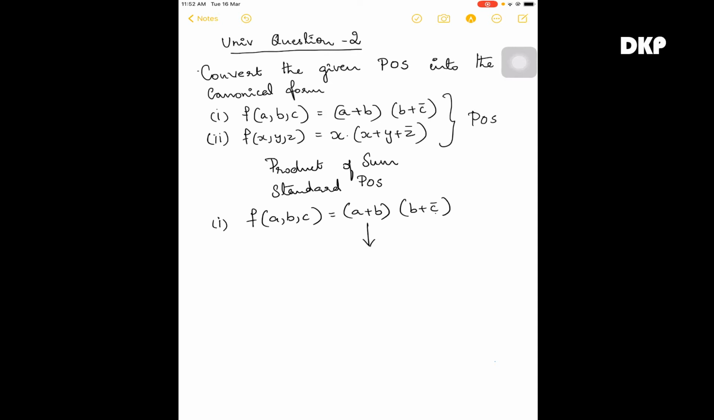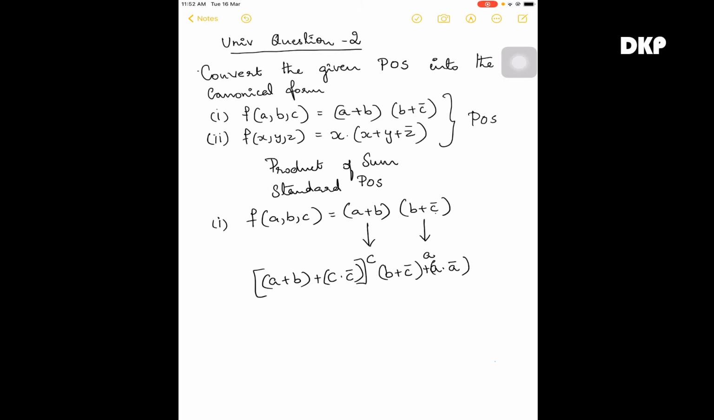So the first step is you have to identify the missing literal. The missing literal in the first term is C and the missing literal in the second term is A. In the next step, first term plus the missing literal dot the complement of the missing literal, into second term B plus C bar plus A dot A bar.